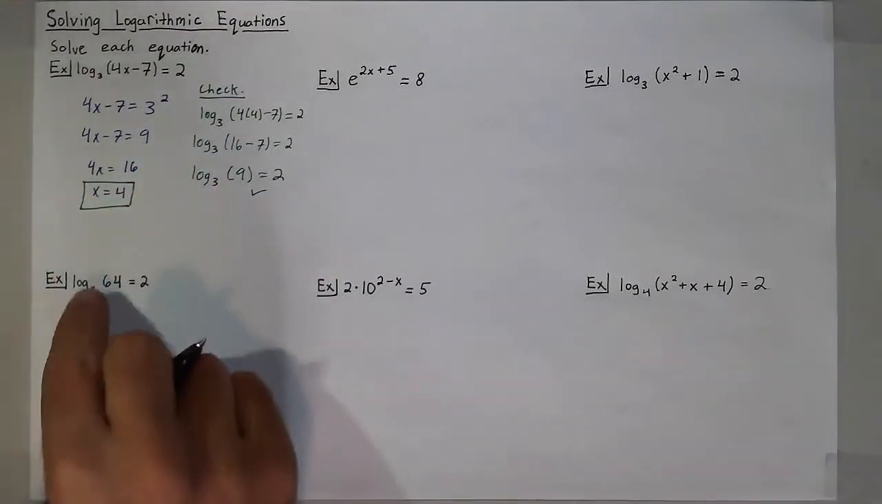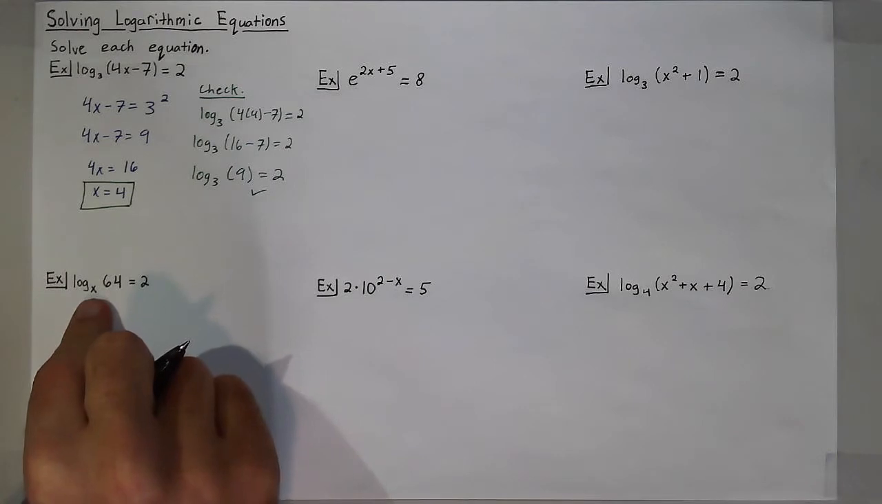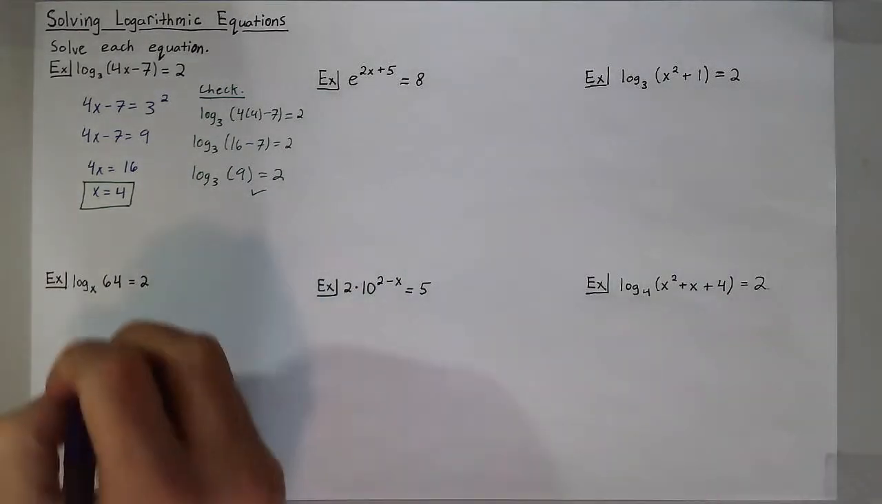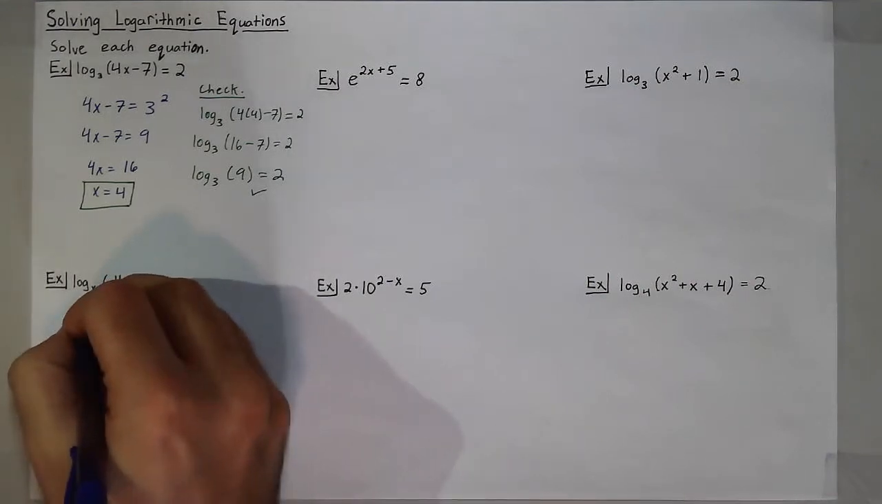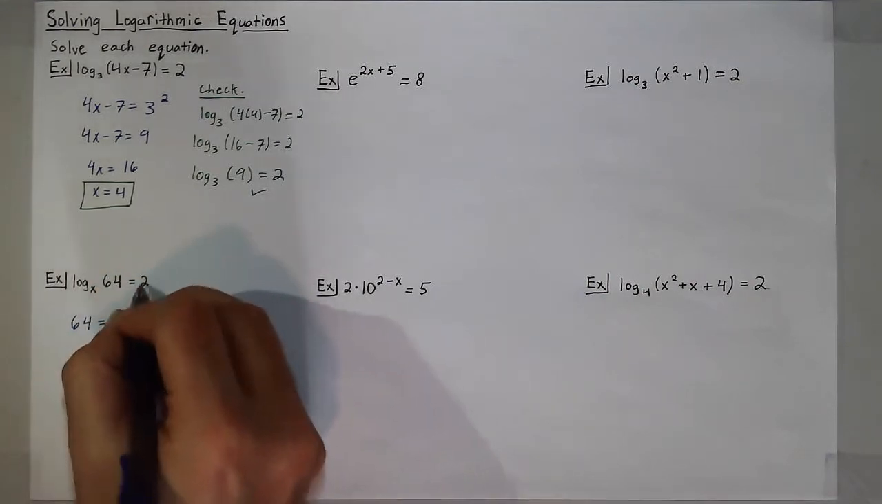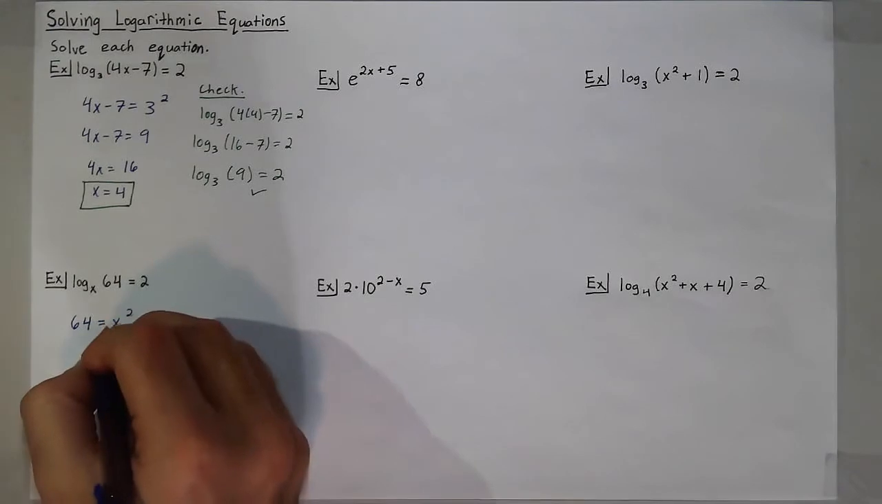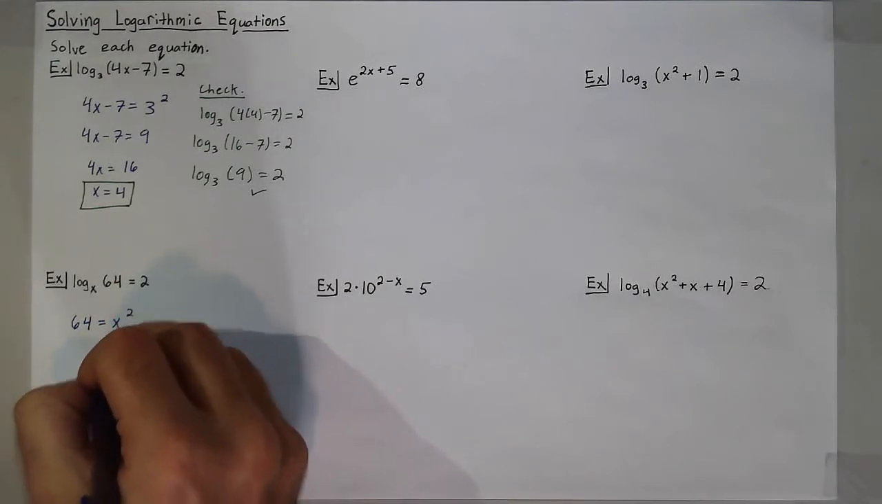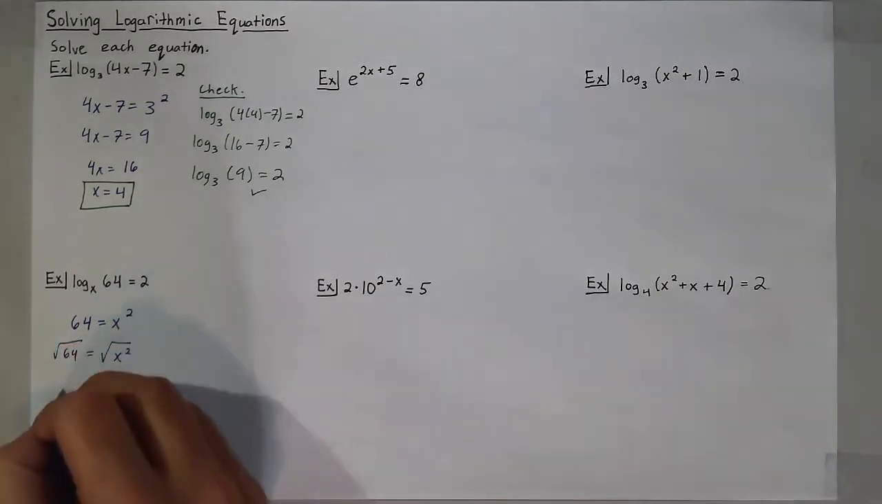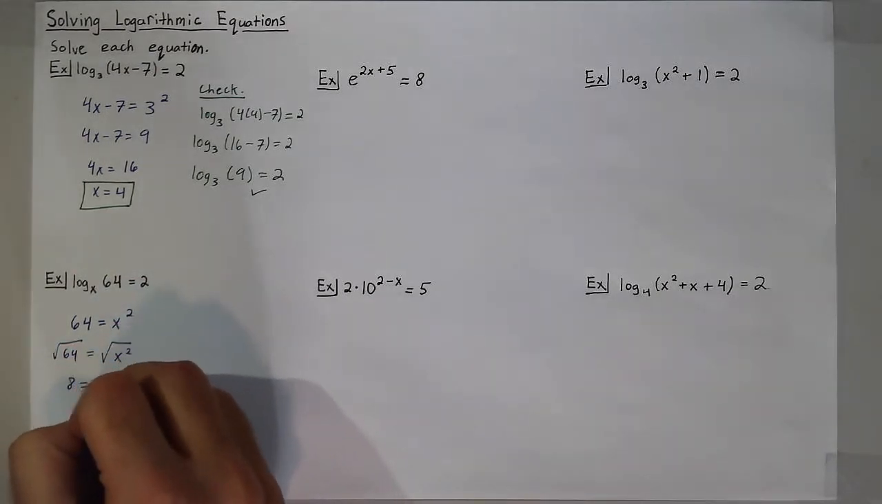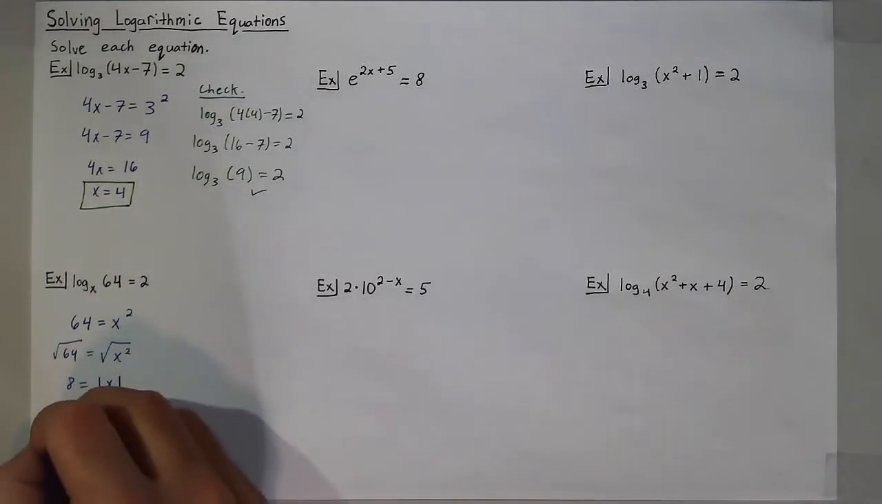Now down here, our base happens to hold the variable this time, but rewriting this in exponential form would give me 64 is equal to x to the second power, with that 2 being the exponent. Now I will take the square root of both sides. This gives me 8 is equal to the absolute value of x. To get rid of the absolute value, I'll take plus or minus 8 as my two solutions.